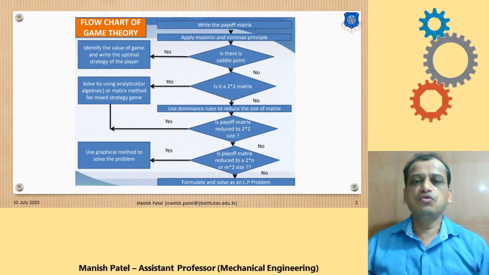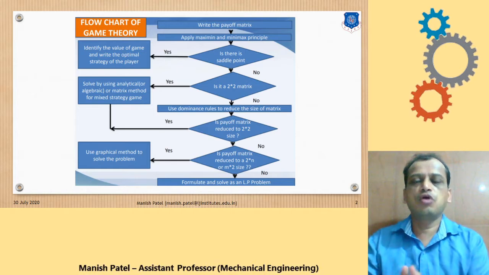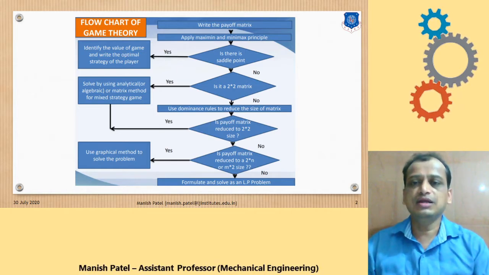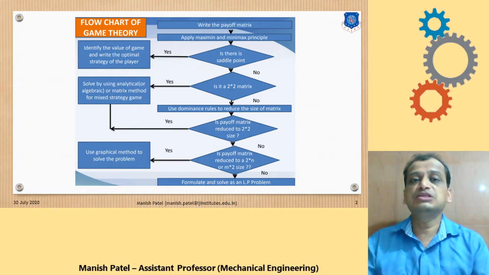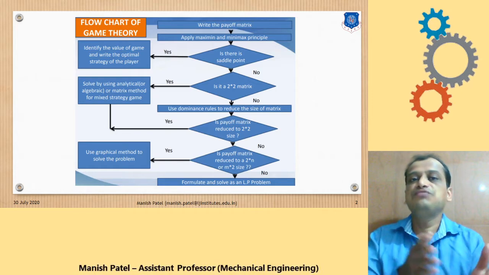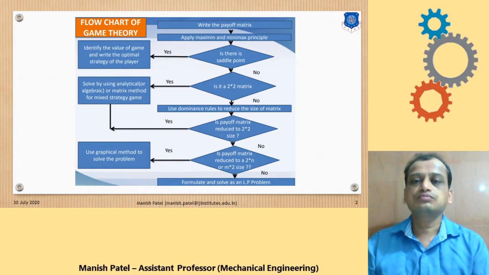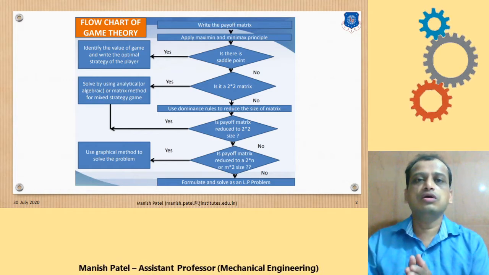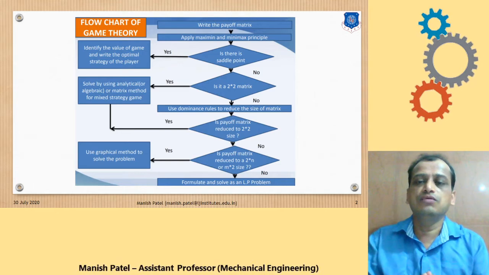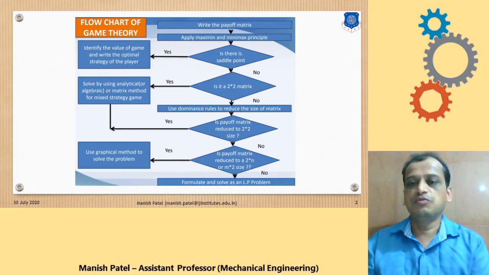So here is the flowchart of game theory, how to approach the problems of game theory. First of all, you will be given the payoff matrix, right? Now we have to apply the principle of minimax and maximin to find out the saddle point. If they both are equal, then we have found out the value of game, which is the saddle point, right? Is there a saddle point, or minimax is equal to maximin? Yes, then you have found out the value of game, right? If there is no saddle point, then you can continue with the problem.